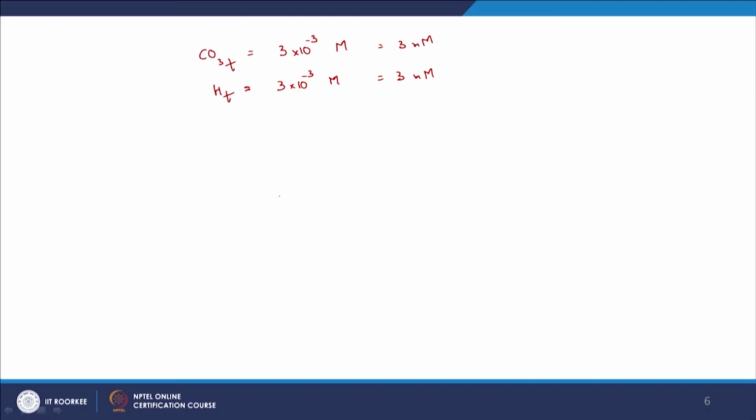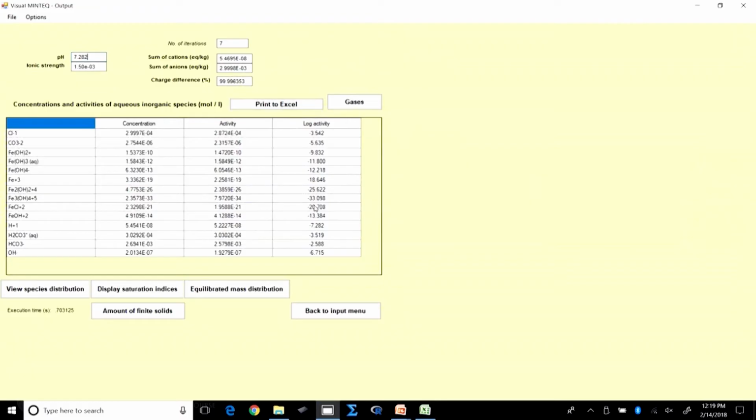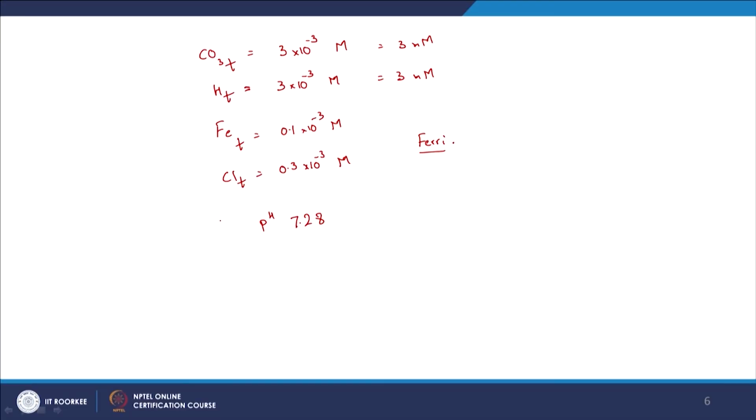So let us go back to our particular case. So I think here what else did we plug in? We plugged in Fe total equal to 0.1 into 10 power minus 3 molar, and Cl total as 0.3 into 10 power minus 3 molar, and we mentioned that ferrihydrite was a possible solid, and with that we calculate the pH to be 7.28, right. This was for part B when we had alkalinity, and initial pH was 8.3. But for part A, when we had no alkalinity, the pH dropped to be, I think, around 3.5, right. So keep that in mind.